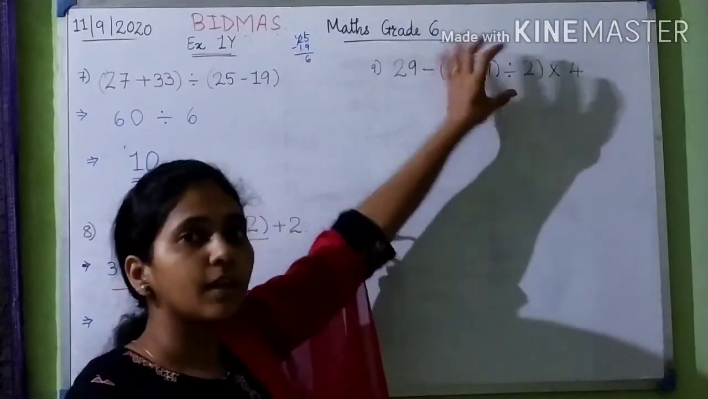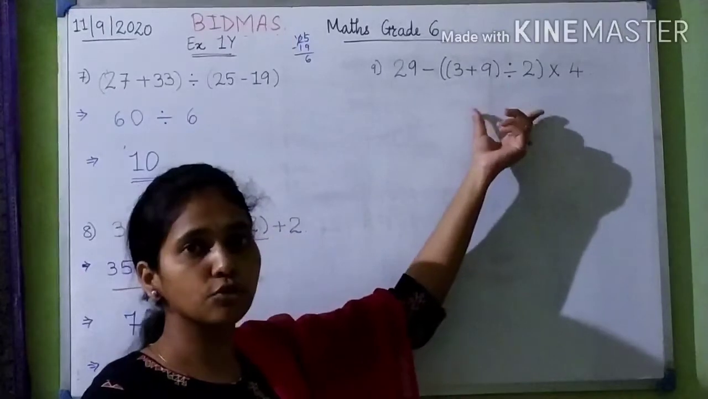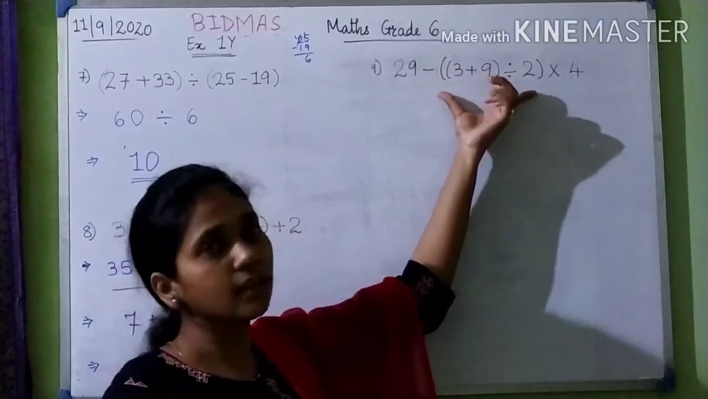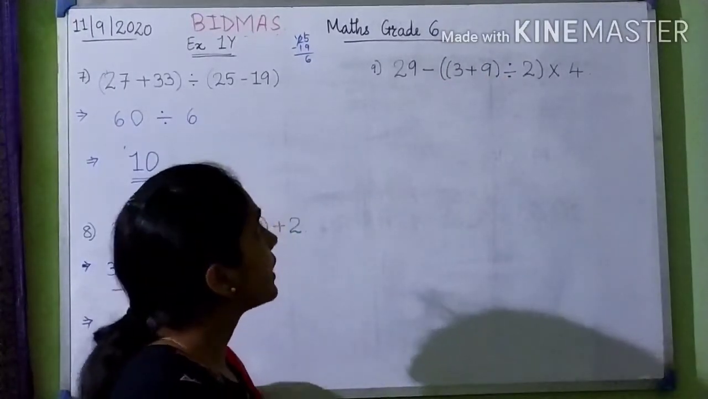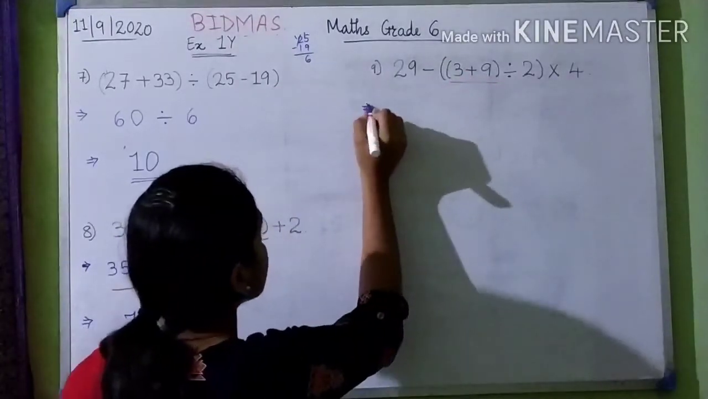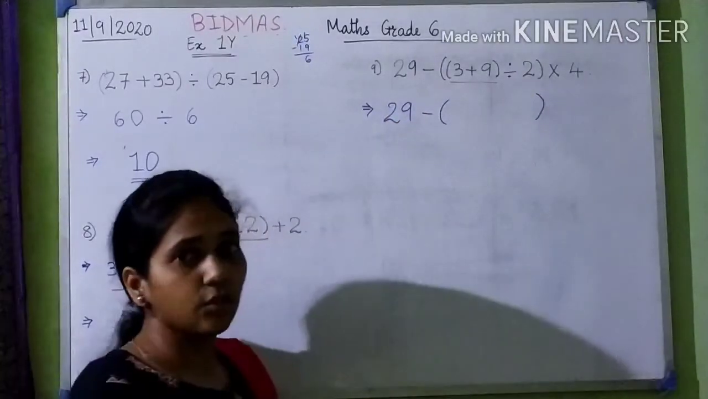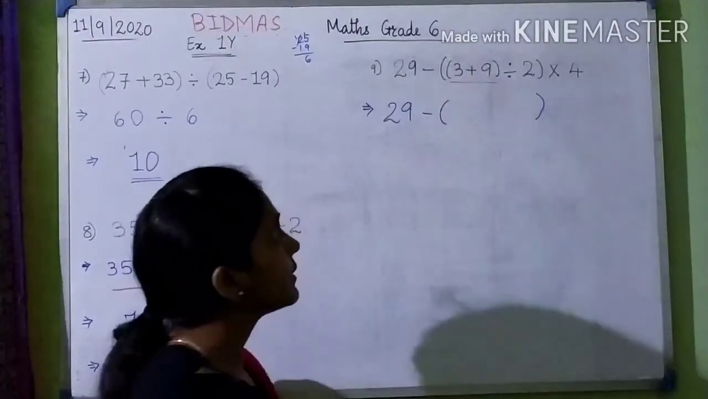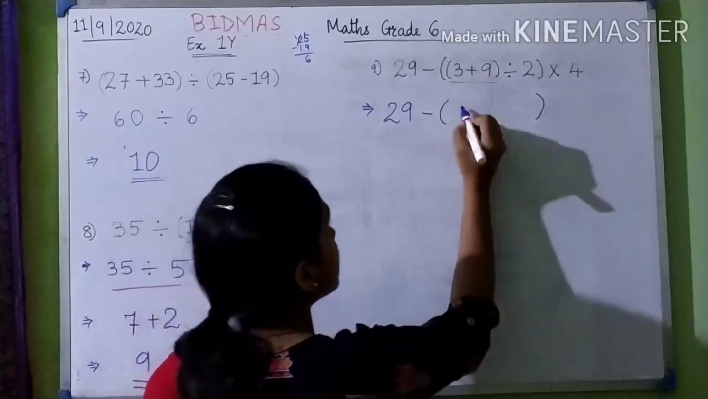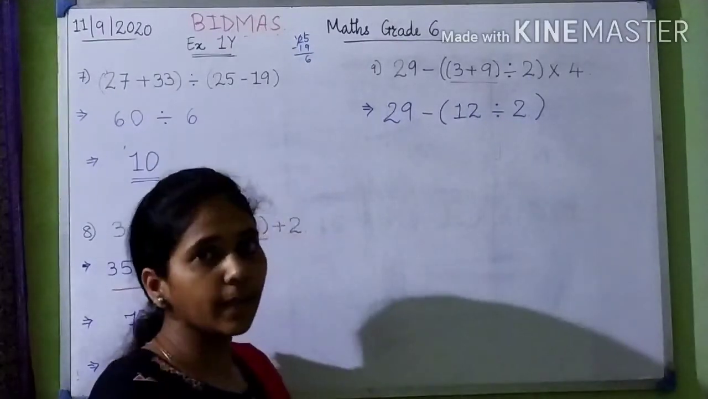So if you have more than 1 bracket, you have to first solve the innermost bracket. So here which is the inner bracket? This is the inner one and this is the outer one. So first I will solve this bracket, the 3 plus 9 bracket. Everything else will remain the same. 29 minus the outer bracket I am keeping as it is. So what is the inner bracket? 3 plus 9 is how much? 9, 10, 11, 12. So the answer is 12. Divided by 2, I have kept as it is.